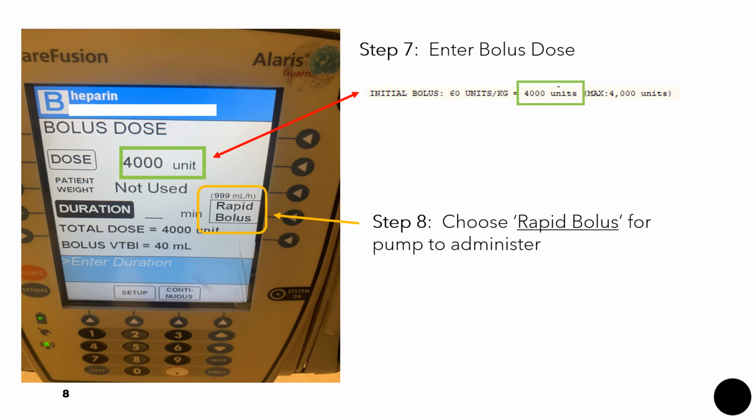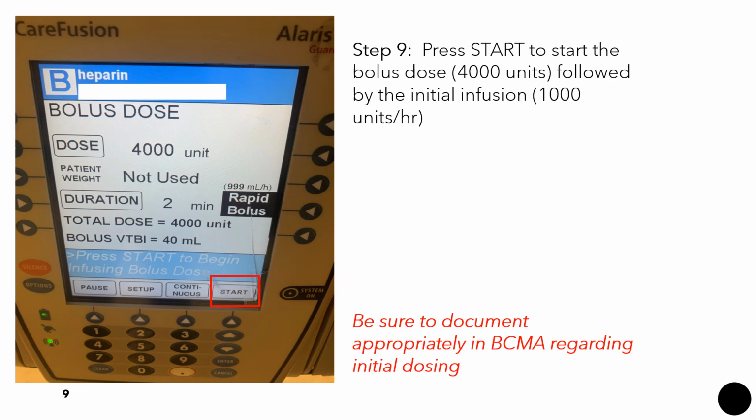And then step 8 is to choose rapid bolus so that the pump will administer it. And when you do that, you will see that it says the bolus dose is 4,000 units, and it will be given as a rapid bolus over 2 minutes. The total dose of the bolus is 4,000 units, and the bolus volume to be infused is 40 mLs. Once you do that and verify that, then you press start, and it will give the 4,000 unit bolus.